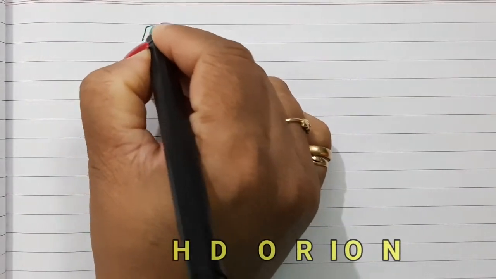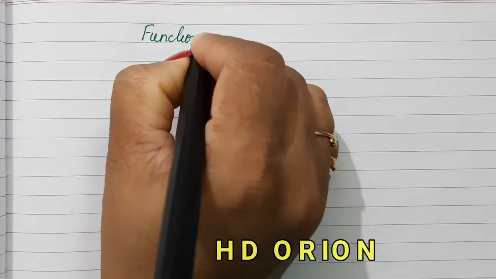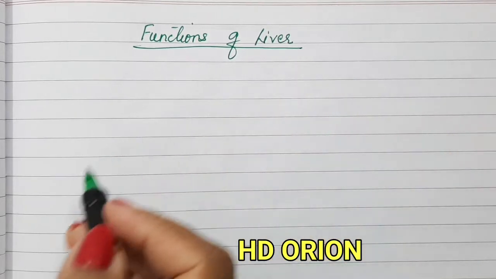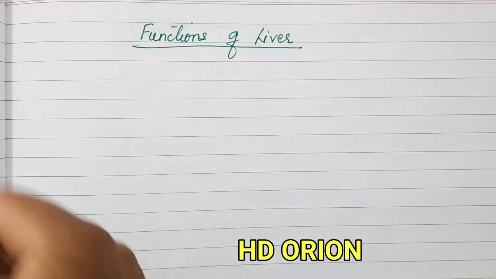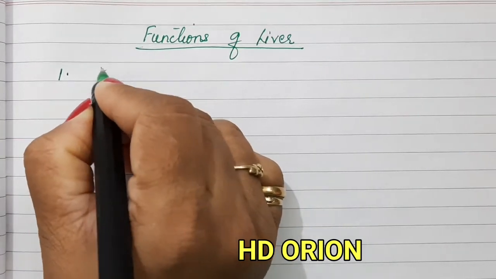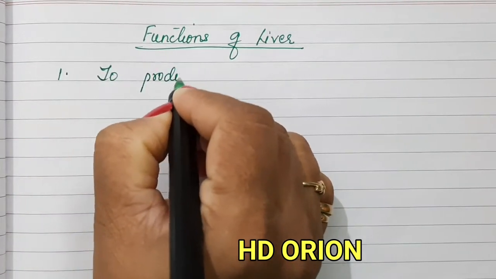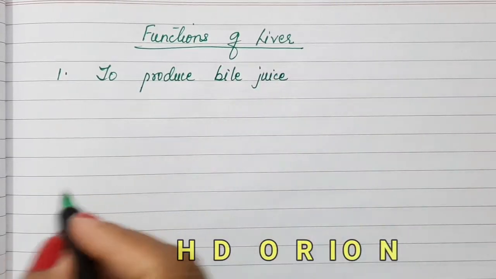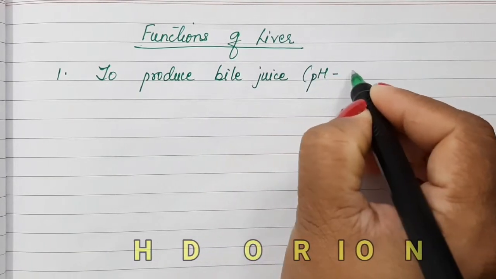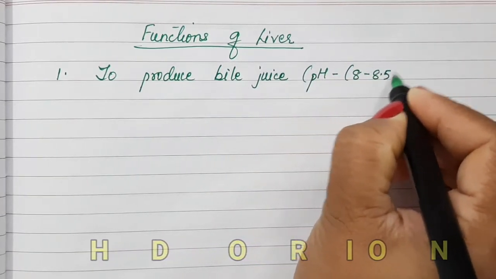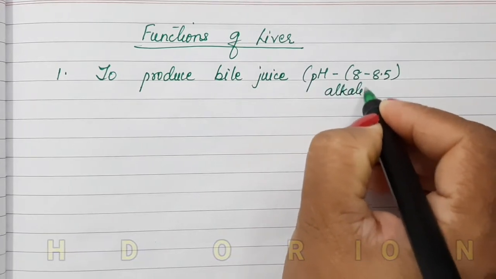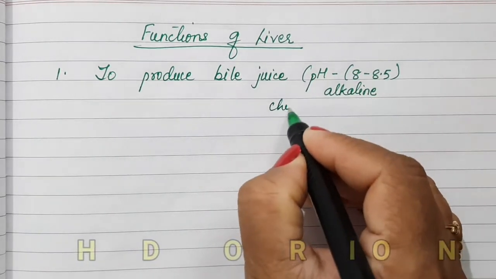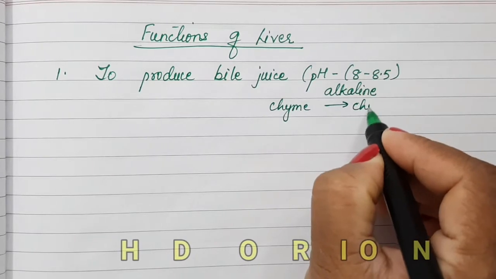Now let us see the functions of the liver. The liver is the busiest organ and it does multiple functions. The first, the major function, is to produce bile juice. The bile juice has a pH between 8 to 8.5. That means this is alkaline. And this bile juice helps in converting the acidic chyme into chyle. The chyme is converted into chyle in the intestine.